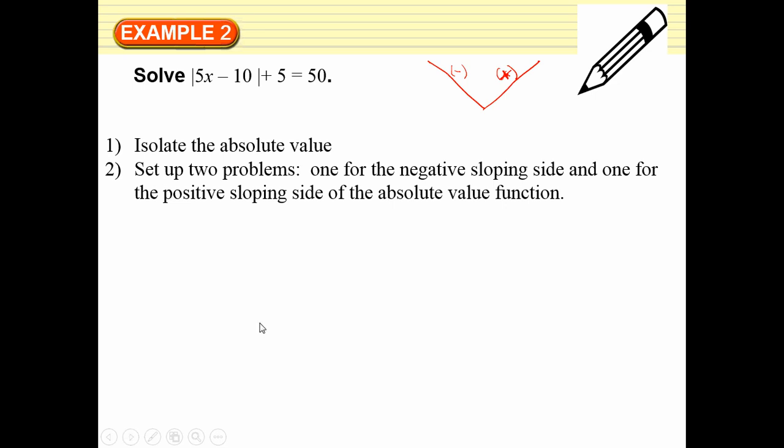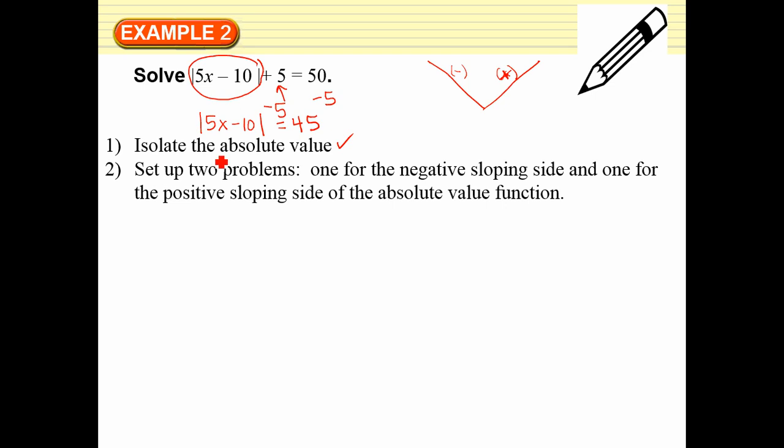So first, let's start with isolating this absolute value. If I were going to isolate this absolute value here, that means I would leave this part alone and try to eliminate this plus 5. I would do that by subtracting 5 first, and I'd end up with the absolute value of 5x minus 10 equals 45. Okay, so I've isolated the absolute value. Now once I've done that, I need to set up two problems.